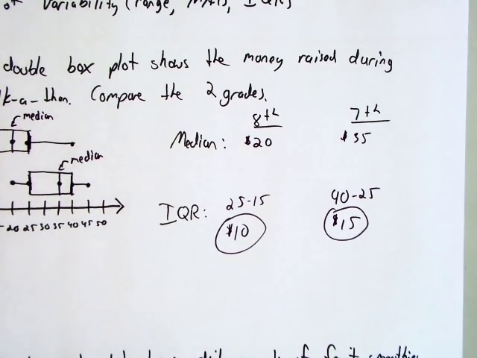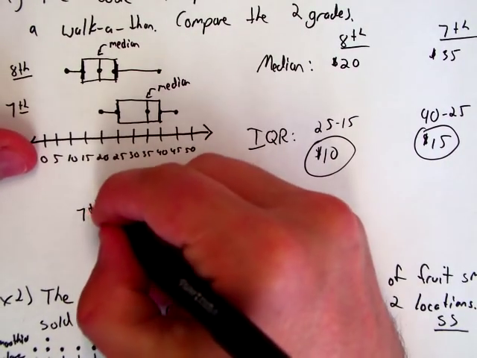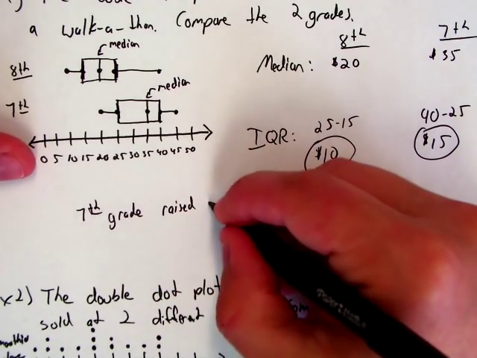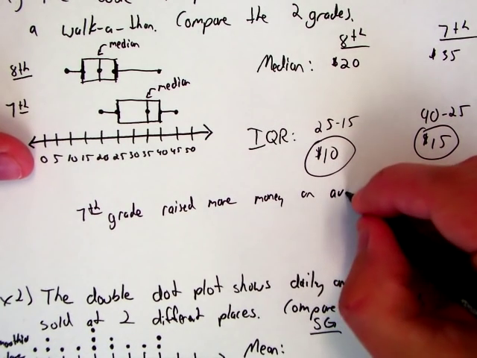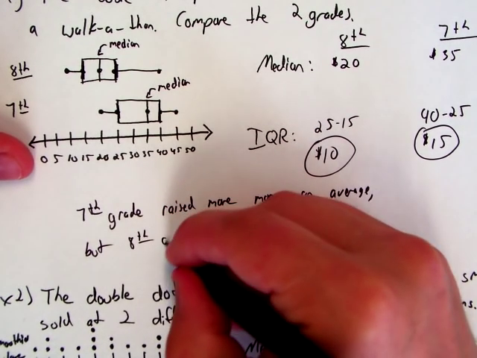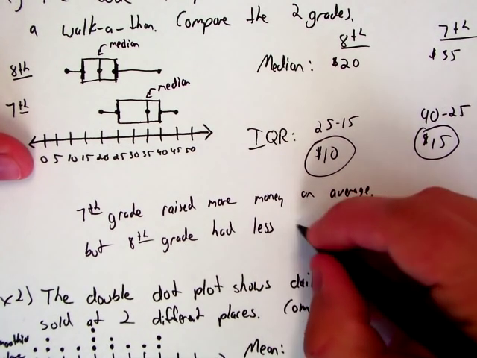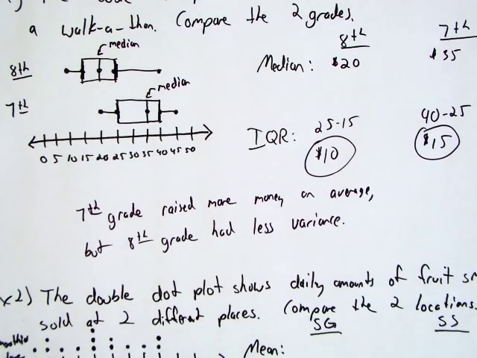Now, when it says compare the two grades, now that we have the center and variation, we can say the 7th grade raised more money on average, but 8th grade had less variance, which means that more 8th graders sold about 20, while 7th grade sold either more or less by quite a bit.